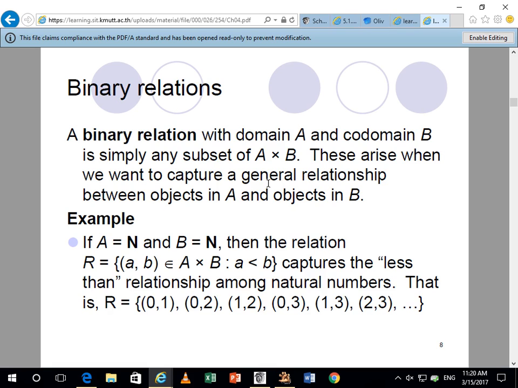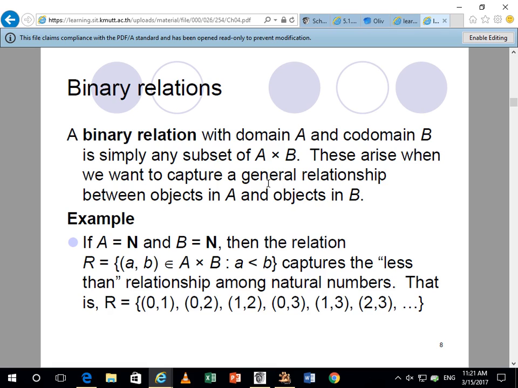Because we have an additional constraint that A is less than B. 0 is not less than 0. Then we have 1, 2. So we start with all the zeros, all the ones, all the twos, all the threes, and so on. So this goes on as an infinite set because the domain and the codomain are both infinite.